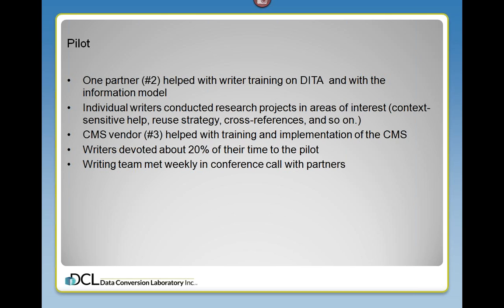That was why we farmed out certain issues to individual writers who conducted research and made recommendations, because we had imported some of our content into the new system and were experimenting in it. Areas of interest included: how are we going to handle context-sensitive help? What was our reuse strategy going to be? Were we going to do things only at the topic level? Were we going to allow content reuse within a topic? How were we going to handle cross-references, etc.?